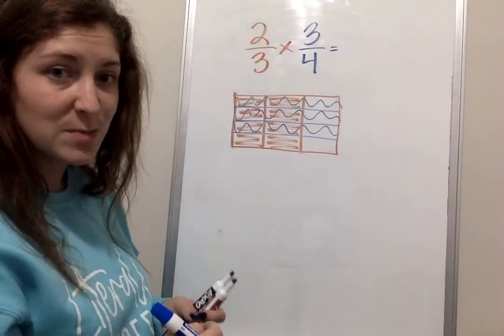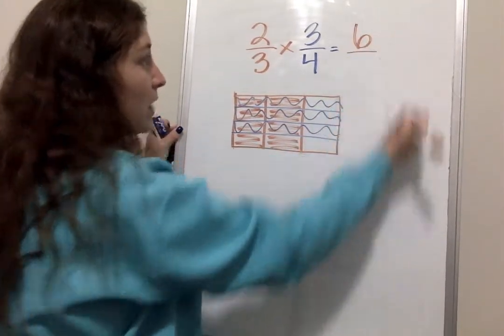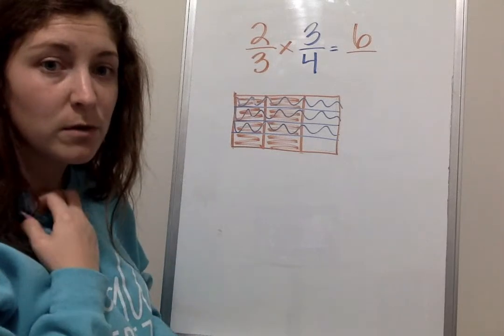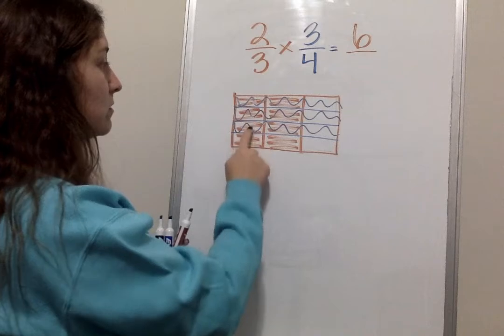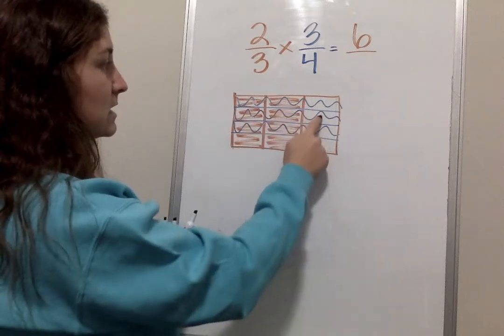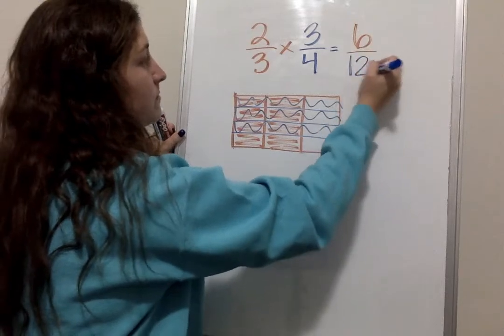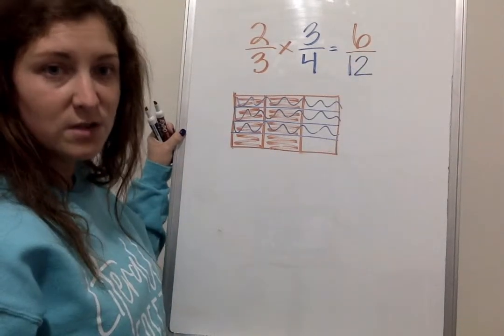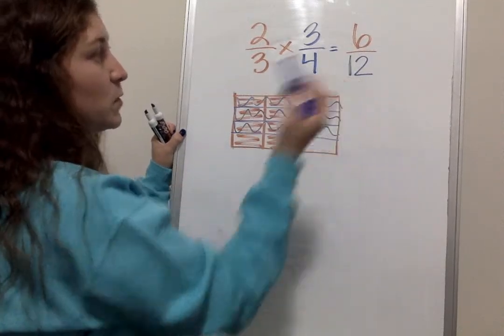I counted 6 pieces. That represents the numerator of my fraction, and the total number of pieces in my model represents my denominator. 1, 2, 3, 4, 5, 6, 7, 8, 9, 10, 11, 12. So 12 is my denominator. If you look at solving standard algorithm, 2 times 3 is 6, 3 times 4 is 12.